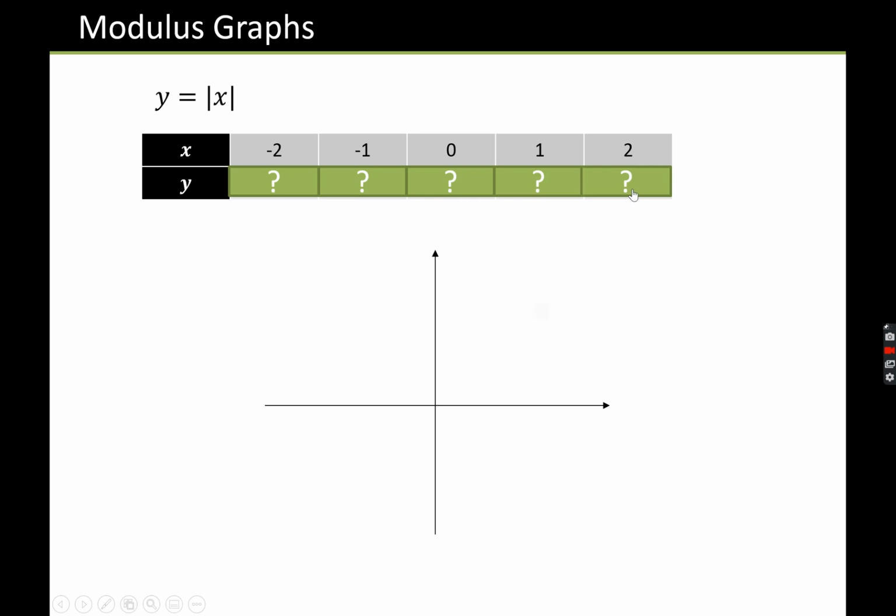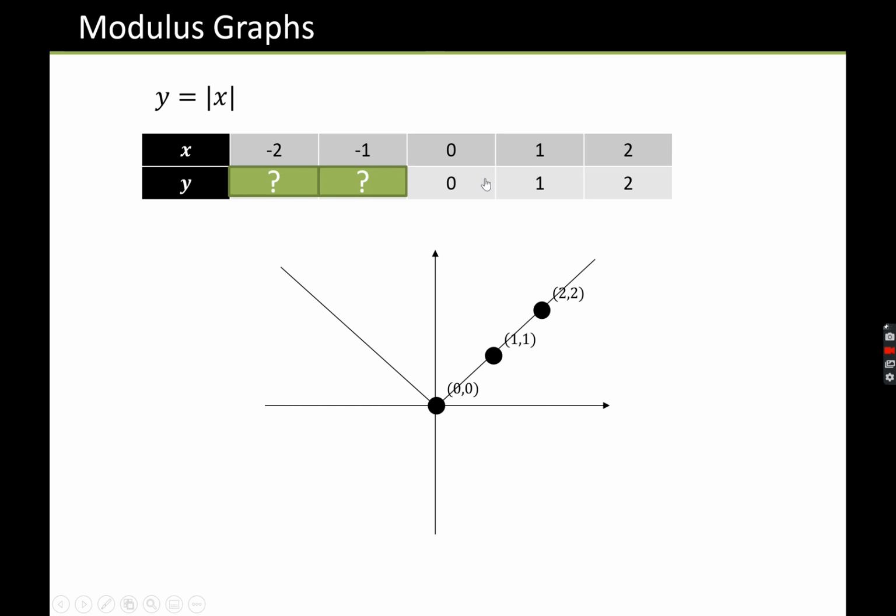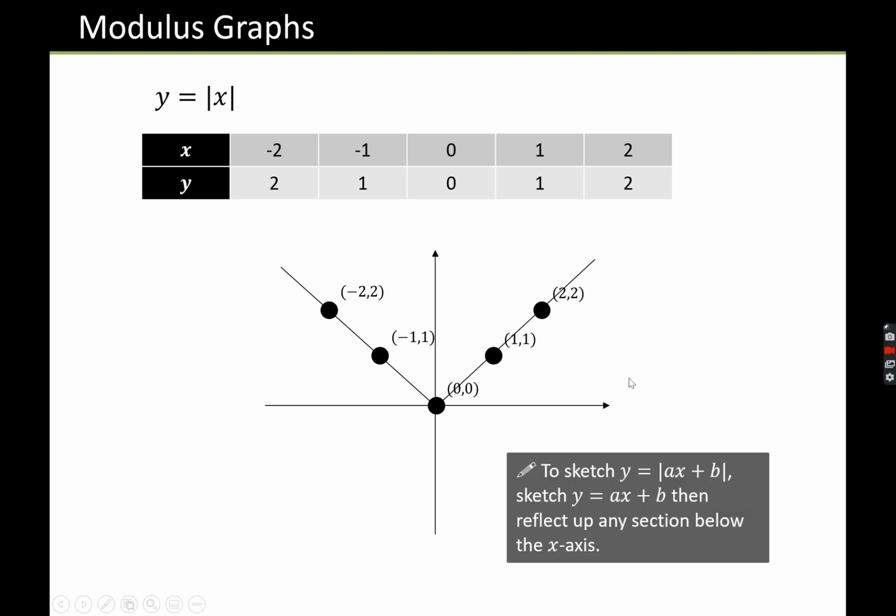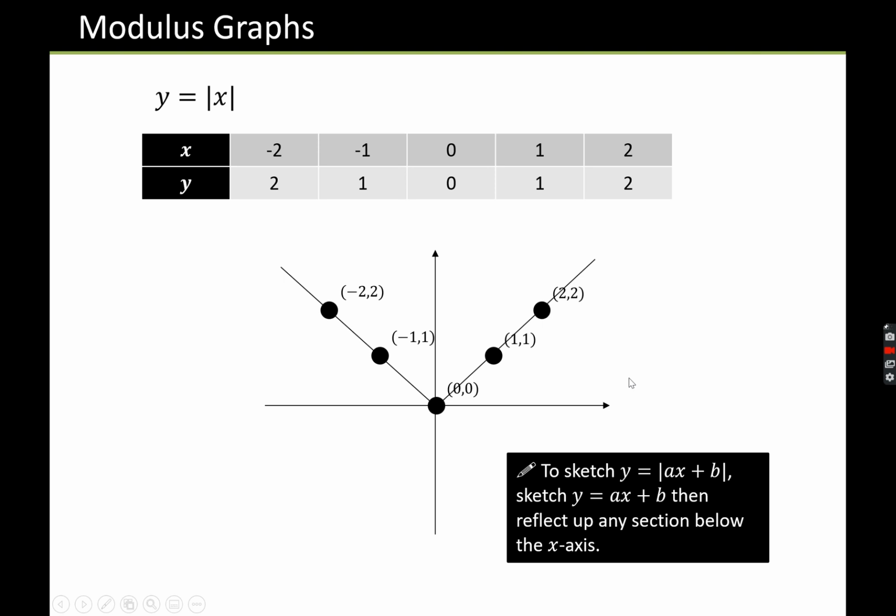So, first part's nice and easy. They're positive, so we'll have 2, 1 and 0. Okay, and then minus 1 will become 1 and minus 2 will become 2. And you see what the graph looks like. Okay, now what's important to remember is that it's going to be reflected.